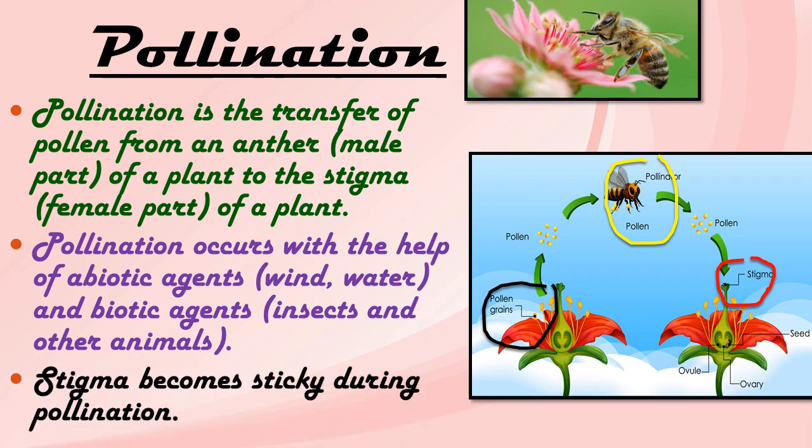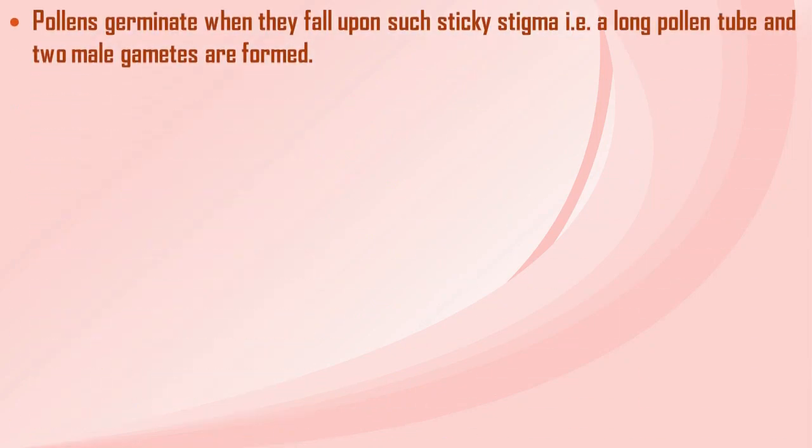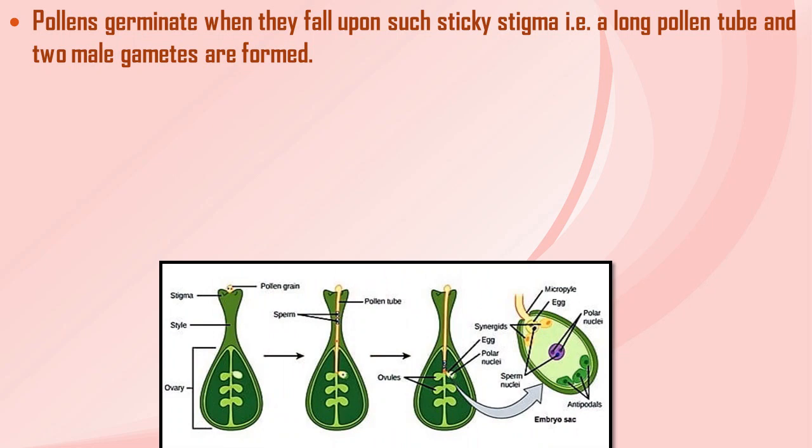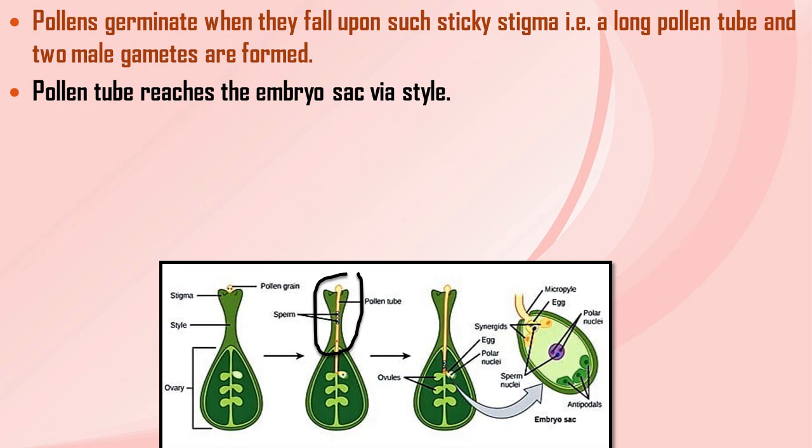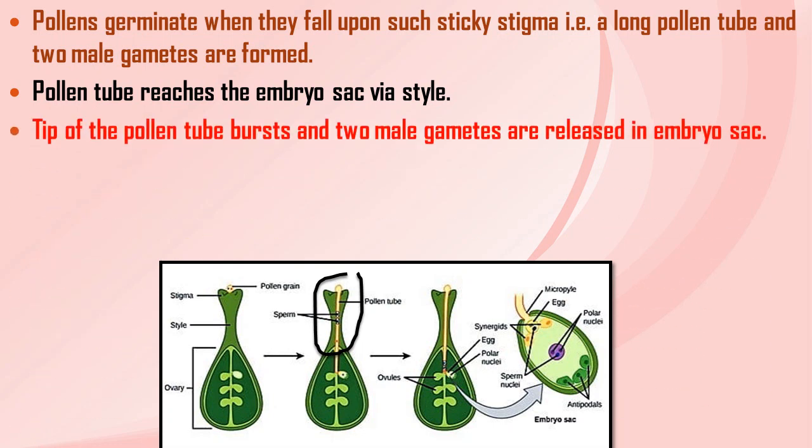Students, the stigma becomes sticky during pollination. Why? Because the pollen grain should not fall from the stigma. It should stick to the stigma, and then go inwards into the style. When pollen grains fall upon such a sticky stigma, they germinate and grow a long pollen tube, and two male gametes are formed. The pollen tube carries the male gametes and reaches the embryo sac.